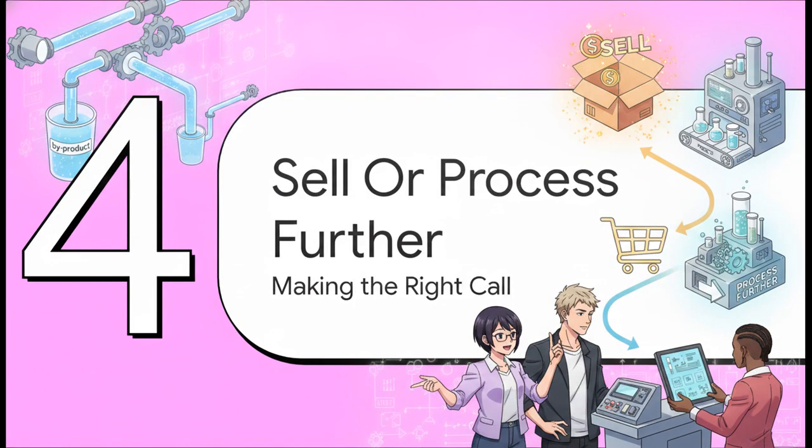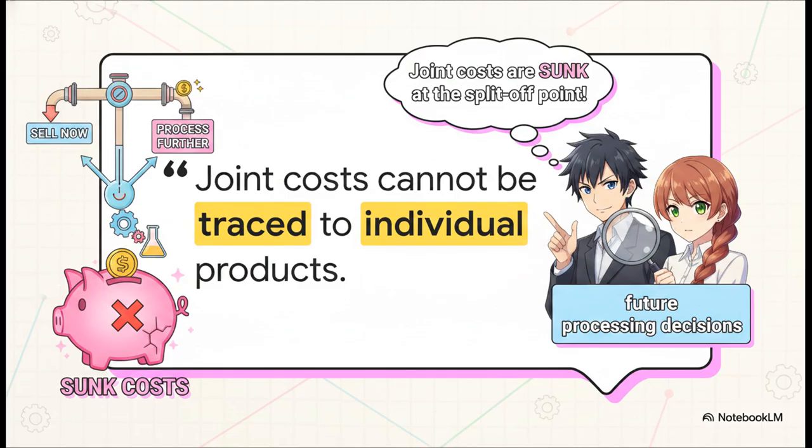All right, on to Section 4, sell or process further, making the right call. Once products reach that split-off point, management faces a massive decision. Do we sell a product right now as is, or do we invest more money to process it into an upgraded product? Listen closely, because this is the number one trap in management accounting exams.